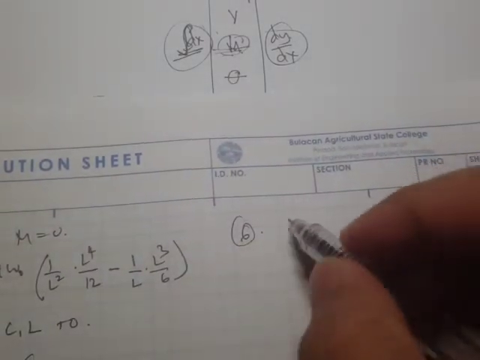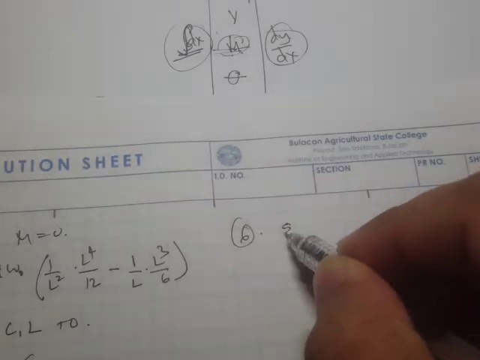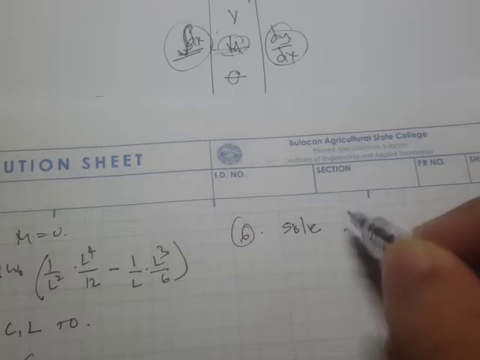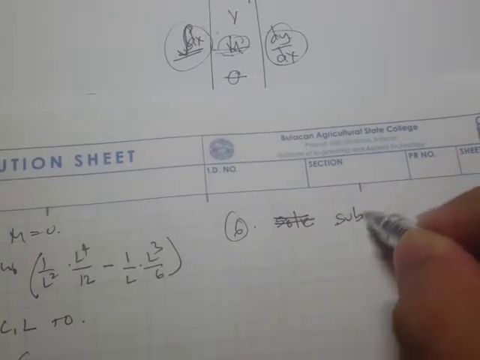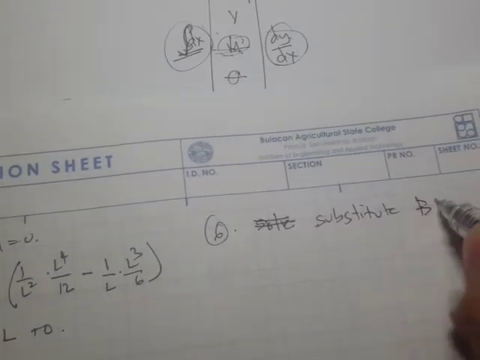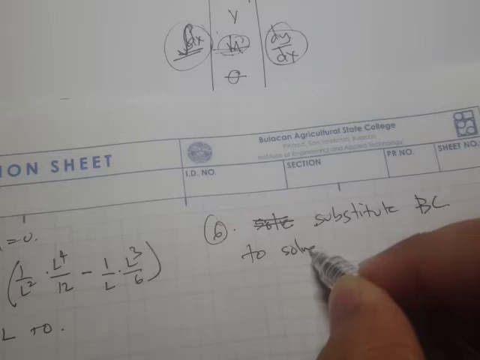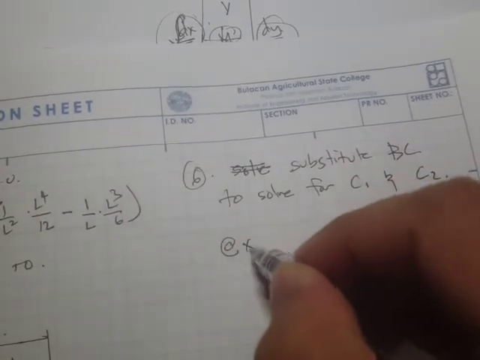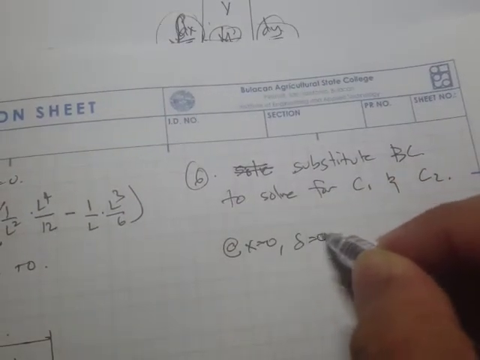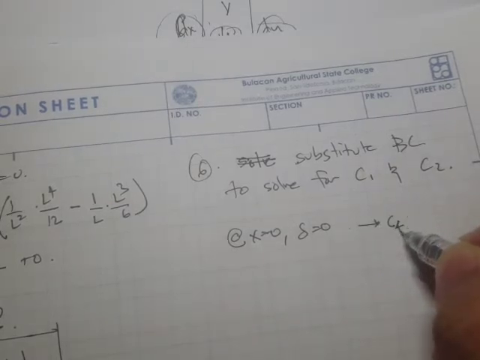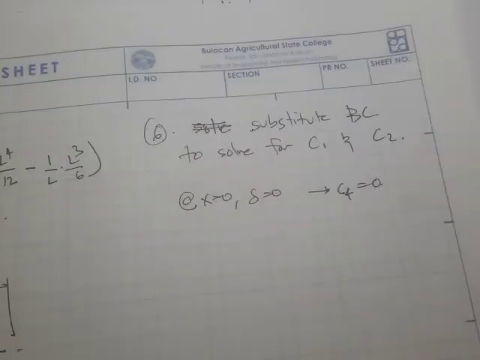Okay, so if we substitute this, or solve for the arbitrary constants, we use boundary conditions to solve for c sub 1 and c sub 2. Okay, and if we use this at x equal to 0 and the deflection is equal to 0, we get c sub 4 is equal to 0.